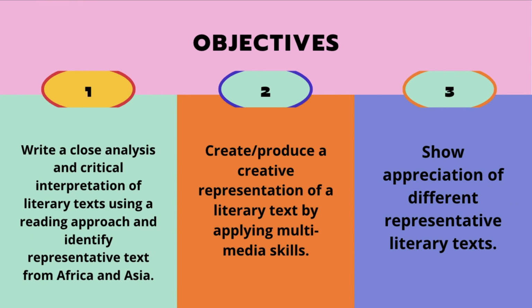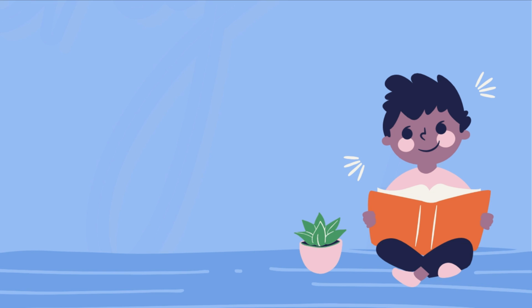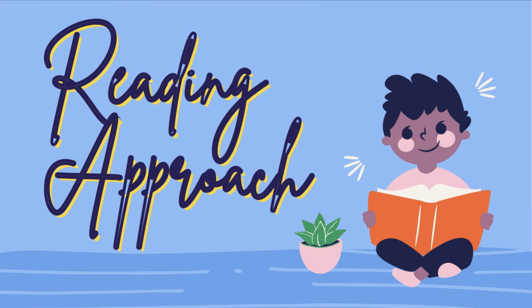Now, let us have the objectives of today's lesson. First, write a close analysis and critical interpretation of literary texts using a reading approach and identify representative text from Africa and Asia. Number 2, create or produce a creative representation of a literary text by applying multimedia skills. And number 3, show appreciation of different representative literary text. Let's proceed to our lesson.